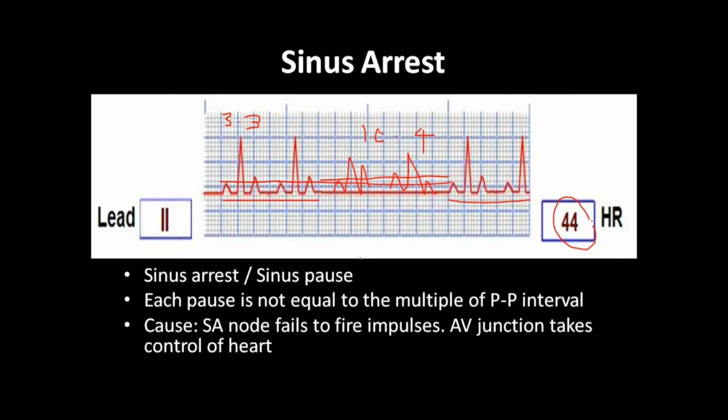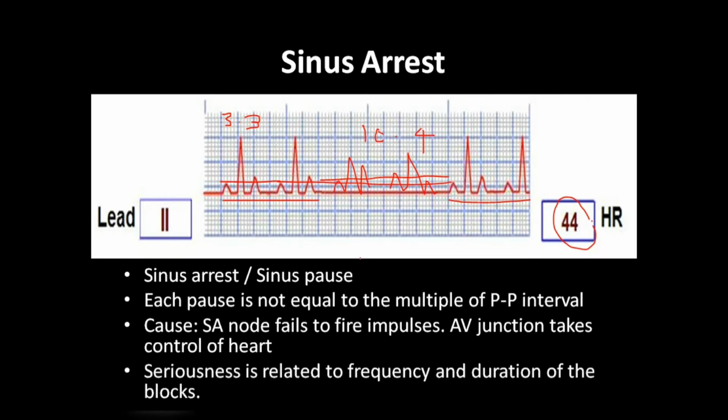The cause is that the sinoatrial node fails to fire impulses and the AV junction takes control of the heart in this case. The seriousness is again related to the frequency of appearance of these missing waves and the duration of the PP intervals. As the duration increases, the prognosis of the condition decreases.